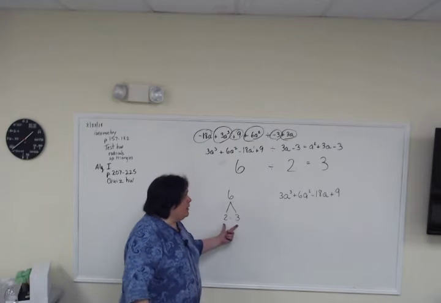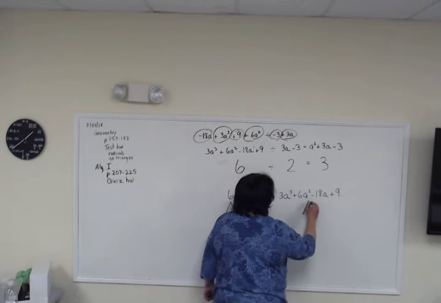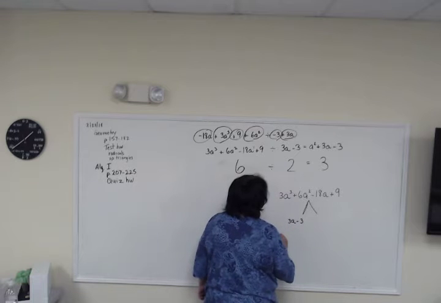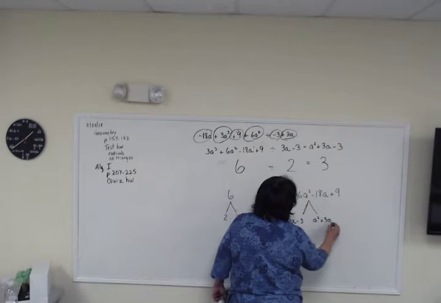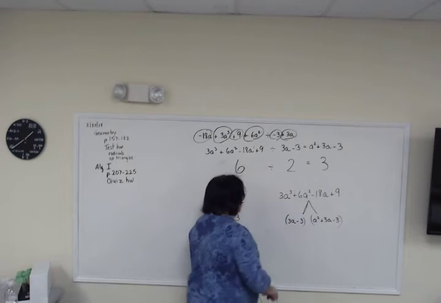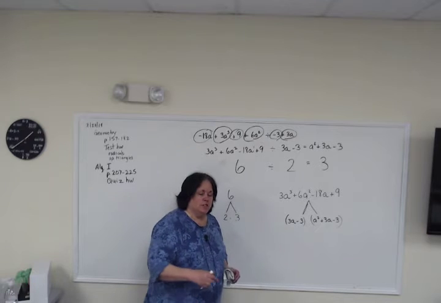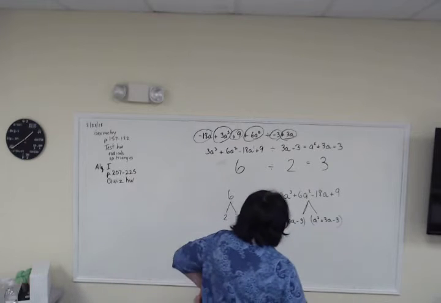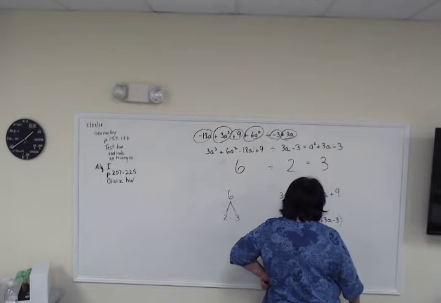Now these are both prime. These aren't necessarily prime. That's where that ends. But this divides into 3a minus 3 and a squared plus 3a minus 3. This times this equals this, just like this times this equals this. You see that? This is where you start getting to solve. So let's see if this is factorable. No, this is not. We would have to use the quadratic formula for that.